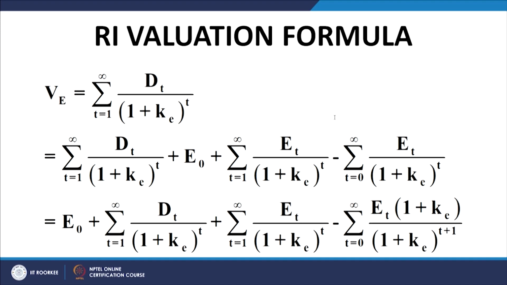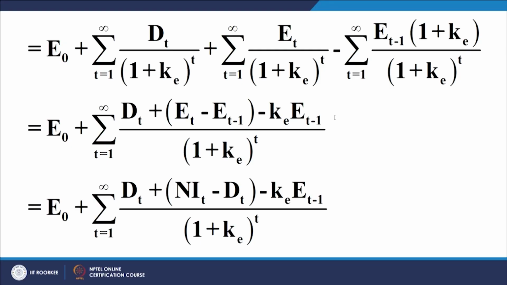Again we use a methodology which is more or less parallel with what we had used earlier, and when we follow all the steps that were followed in that case, or equivalent steps, as in the calculation of arriving at the formula using economic profit, what we end up with is the equation that is here on the slide: E0 plus summation of dt plus nit minus dt minus ke e to the power t minus 1.